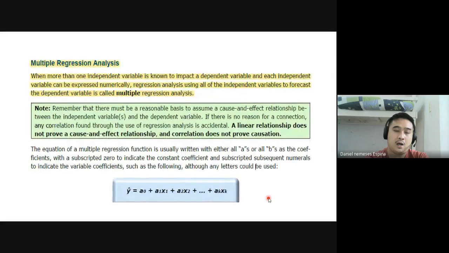Okay? However, multiple regression analysis is a very advanced statistics. So, let's focus on linear regression. Okay? The one with one independent variable and one dependent variable.